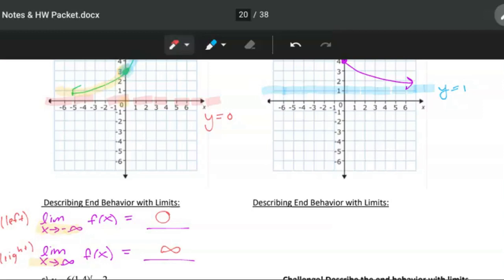You know, this word LIM, directly underneath it should be x with an arrow to negative infinity, and then the name of the function right after it to the right. All right, so try not to put your own spin on that.